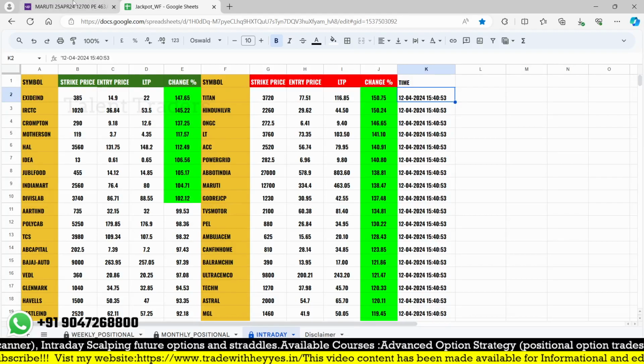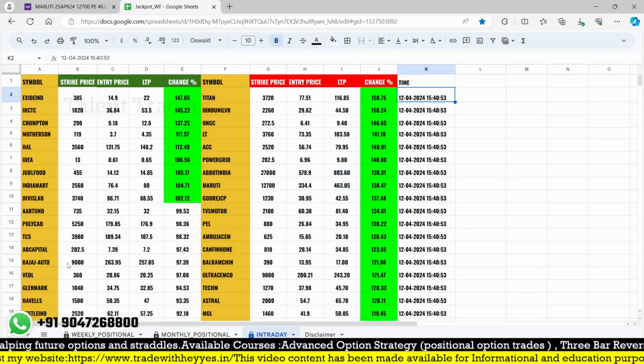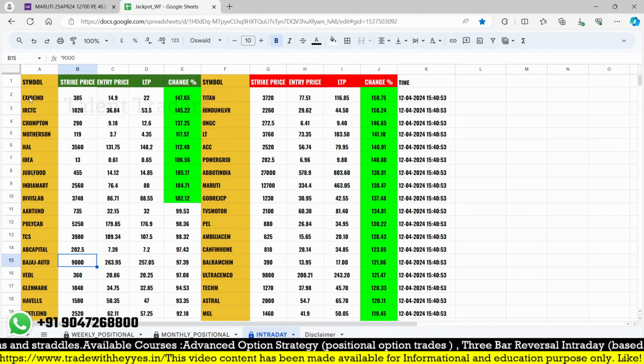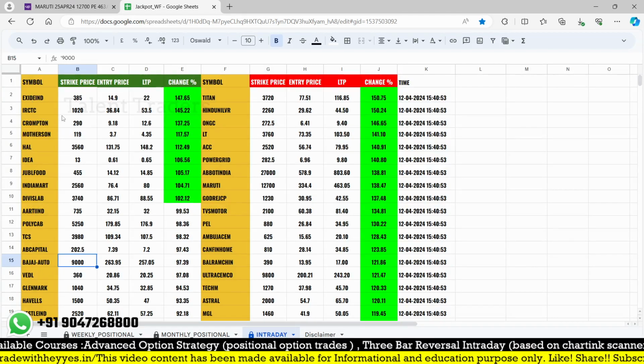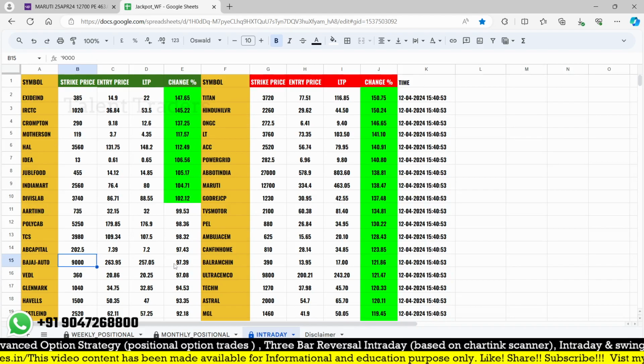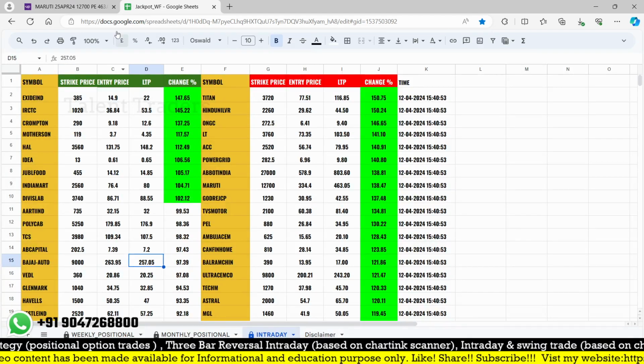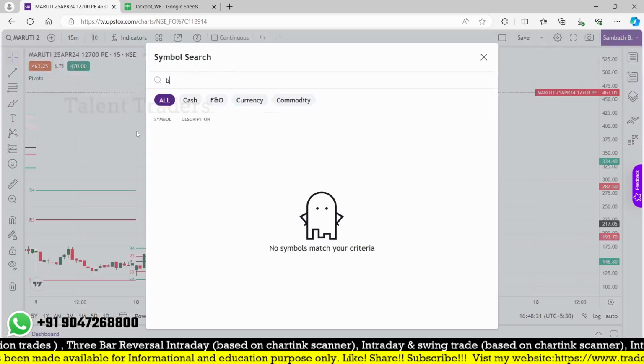Okay, so let me check. But now the sheet has changed. Depending on Bajaj Auto, in the first 15 minutes at 9:30 it was at the top, but after that it was at the bottom, almost 257. Okay, so let me check Bajaj Auto.